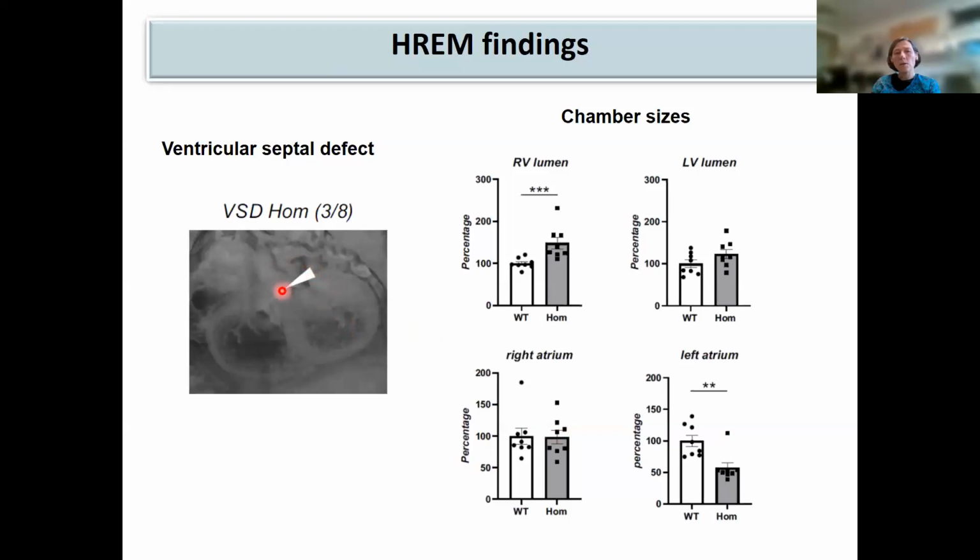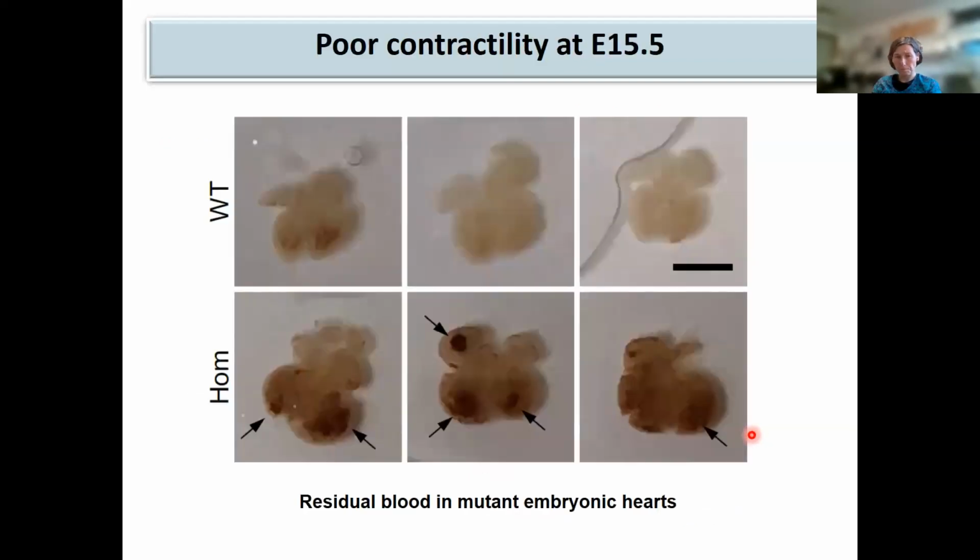The first thing identified was, in the mutant mice, ventricular septal defects in some of them, not seen in the wild type ones, and also changes in the chamber sizes, for example, especially the right ventricular chamber being enlarged and, strangely, the left atrium being smaller.